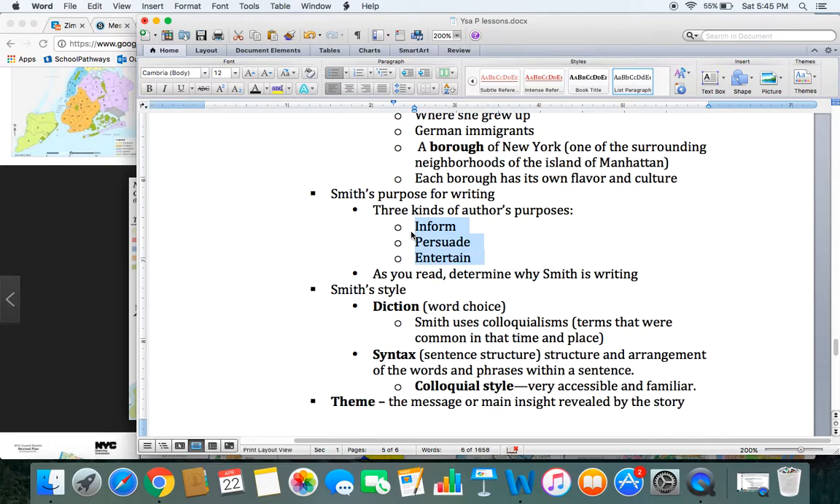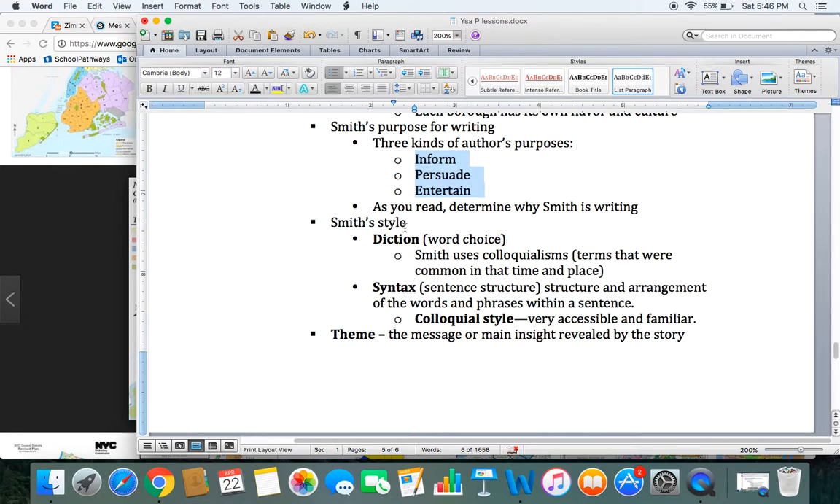As you read, I want you to determine why you think Smith is writing this. An author's style has to do a lot with diction, which means word choice. She uses colloquialisms, which are terms that were common in that time and place.